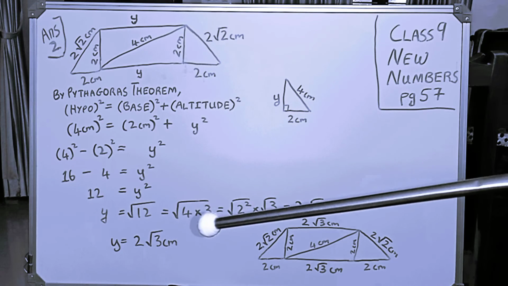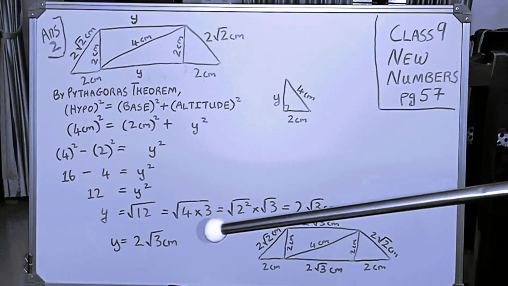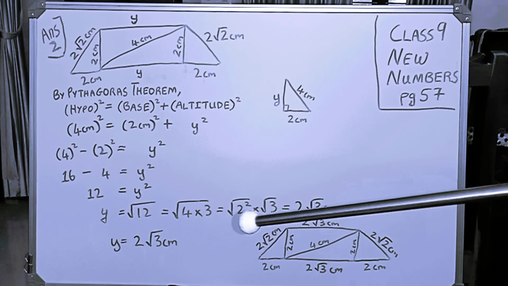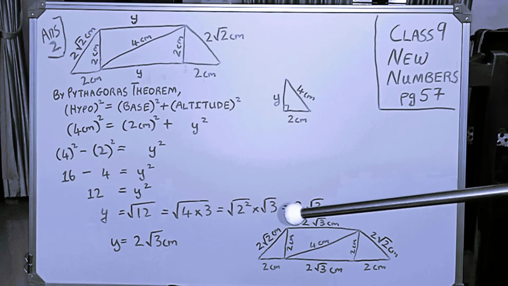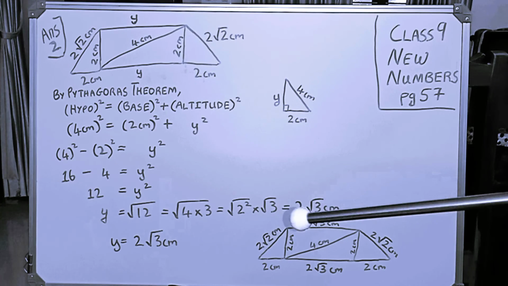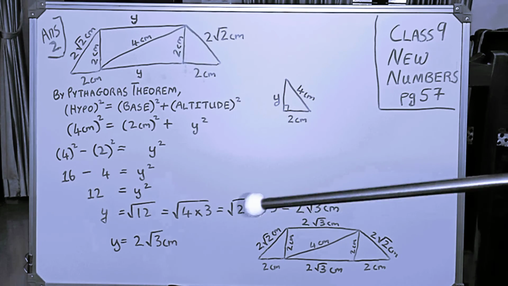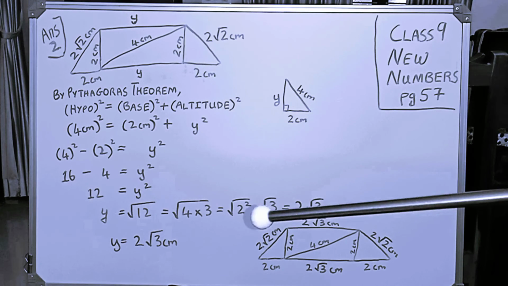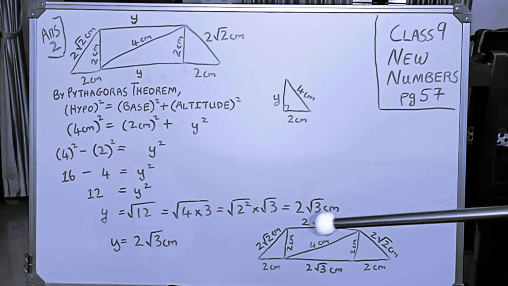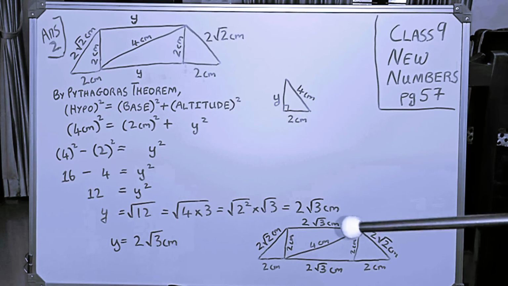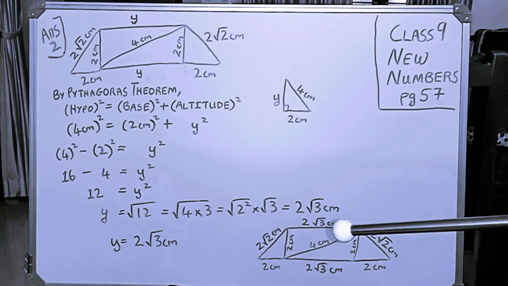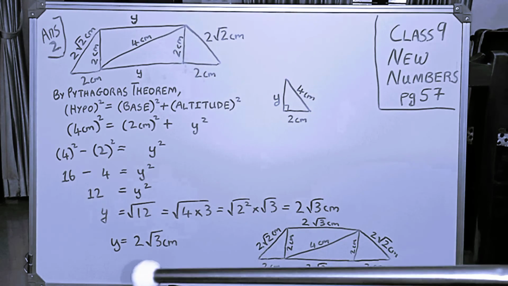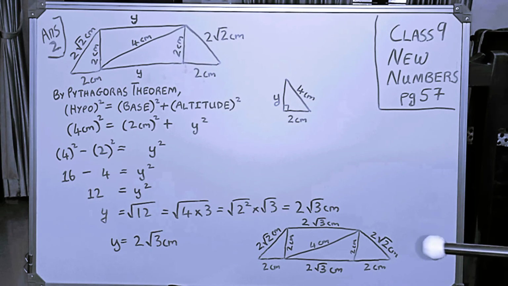Square root of 12 can be written as 4 3s are 12 under square root. So 4 can be written as 2 square under square root, and root 3. Once the square and the square root cancel, you will get 2, and this root 3 will come, so that would be 2 root 3. So we have found out this y is 2 root 3, and the one below is also 2 root 3. So y is equal to 2 root 3 centimeter.